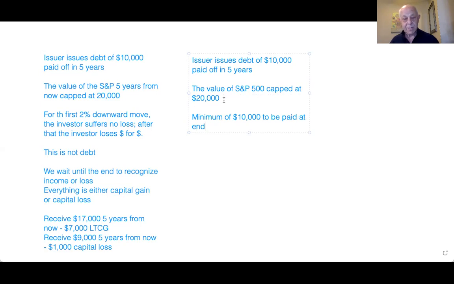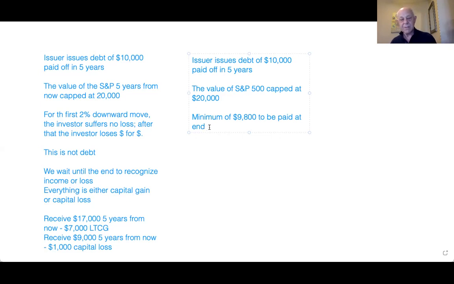I'm going to change that, and I'm going to say if the S&P goes down by 2%, you suffer the first 2% loss, but that's it. You don't lose anything more than that. So the minimum is 9,800. So there's a reasonable likelihood you're getting all your money, almost all your money back, substantially all of your money back.